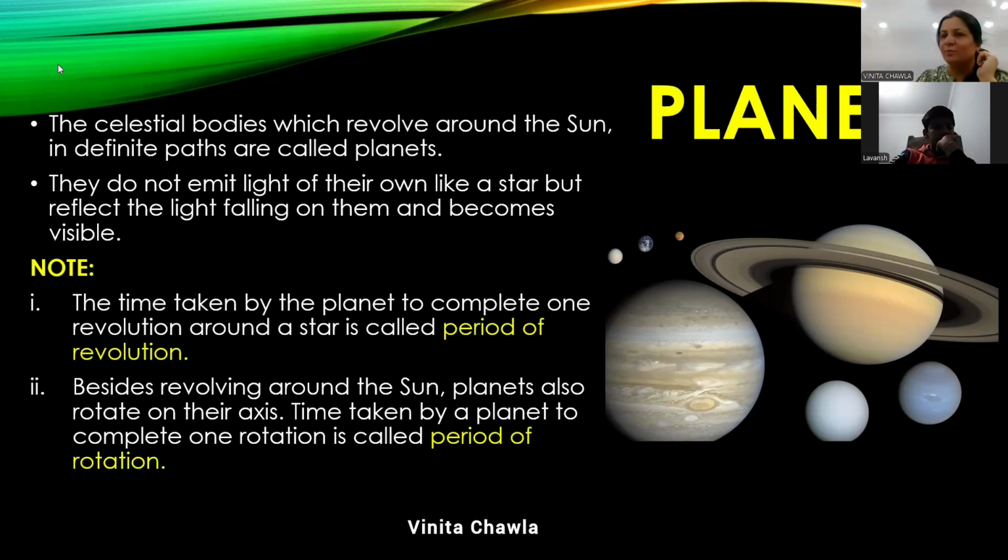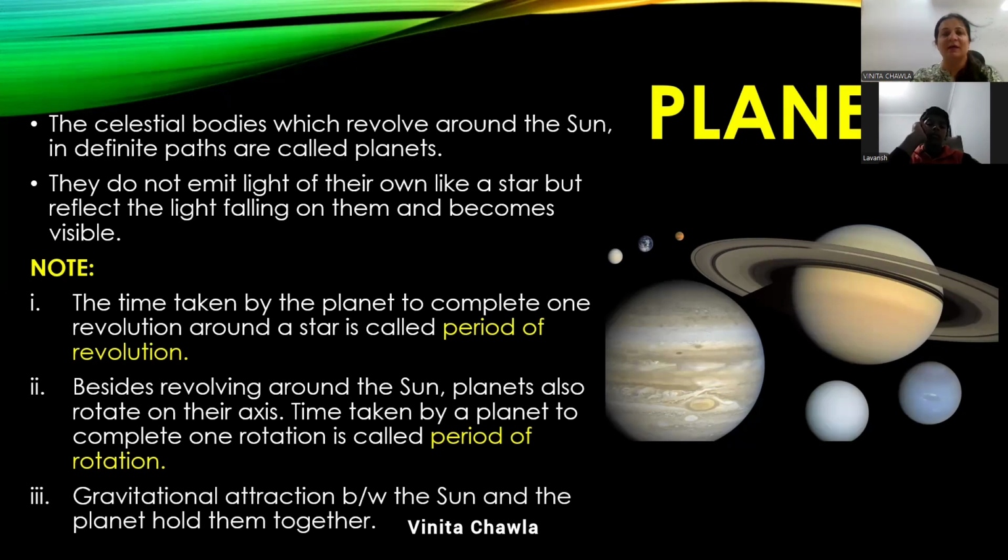And we also have the time period of rotation. Planets revolve around the sun and they also rotate about their own axis. They move like this. Revolution and rotation both take place simultaneously, at the same time. The time taken by a planet to complete one rotation about its axis is called the period of rotation.